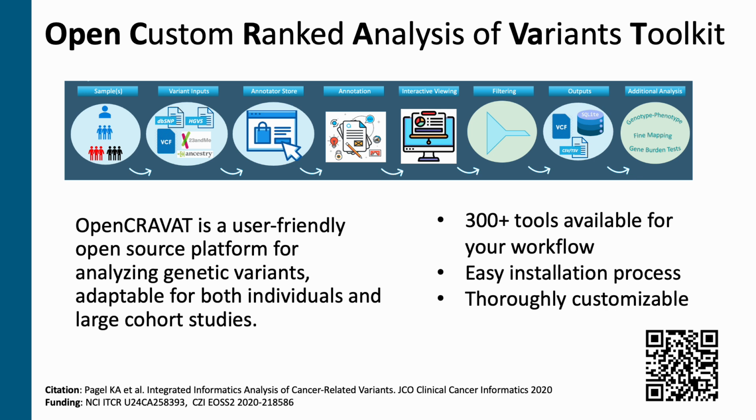This analysis can also be run completely on the command line, which is convenient for running OpenCRAVAT within a much larger pipeline, where perhaps you begin with FASTQ or BAM files and do your variant calling before inputting your variants for annotation, and also where you may want to direct your outputs into additional analysis tools for various genotype-phenotype analysis, fine mapping, or gene burden tests.